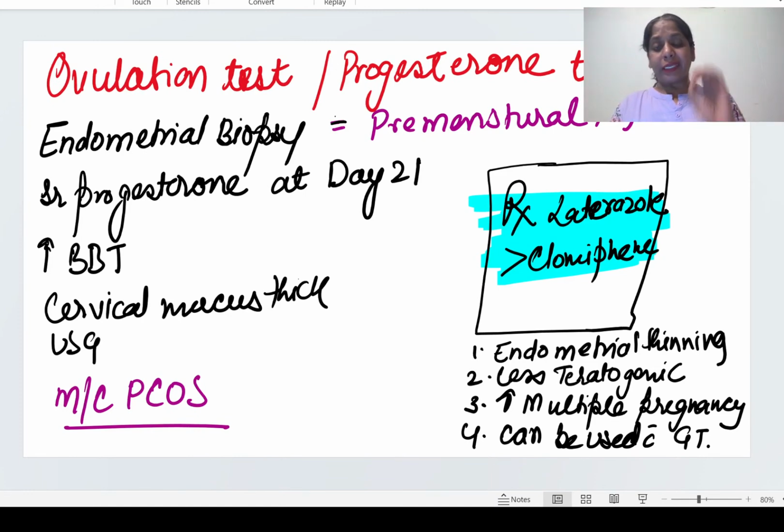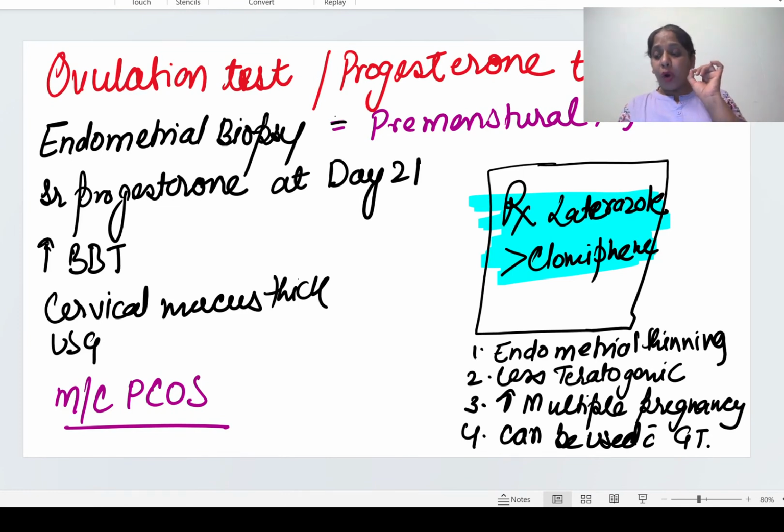So, ovulation test means progesterone test in the luteal phase. The best test is the endometrial biopsy, and it is done in the premenstrual period, a few days before menses comes. It is the endometrial biopsy. Please don't say serum progesterone.